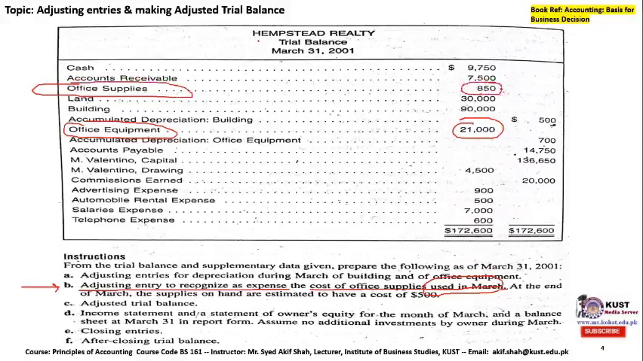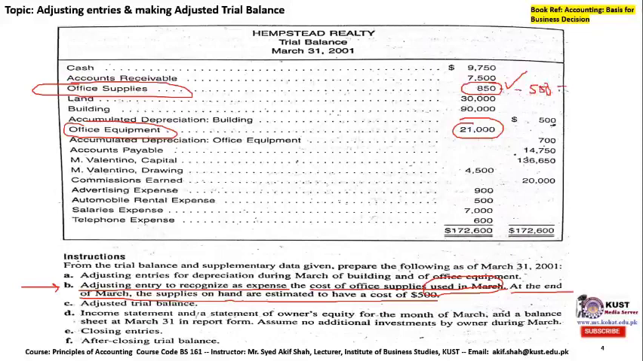However, during the month of March, that is starting from 1st March to 31st March, you have used certain office supplies. Therefore, at the end of March, the supplies on hand are estimated to have a cost of $500. At the start of the month, we have 850 office supplies, but at the end of the month, we are left over with only 500 of supplies.